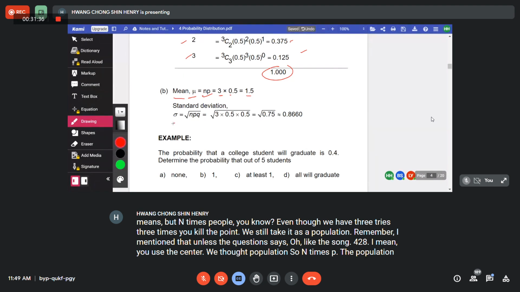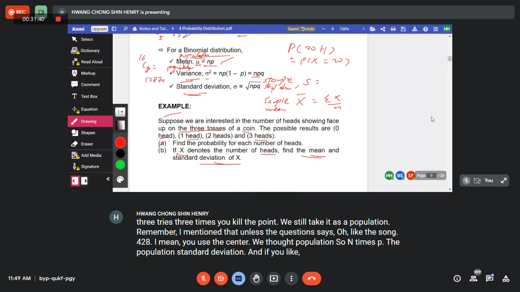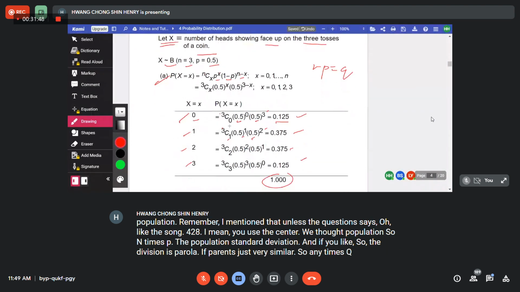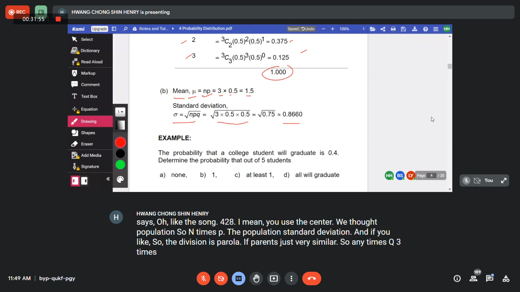Population standard deviation: npq, right? Standard deviation, you use the square root. If variance, you just square it. It's the same, right? So npq: 3 times 0.5 times 0.5, square root of 0.75 is 0.866. You want to find the variance, you just square this.